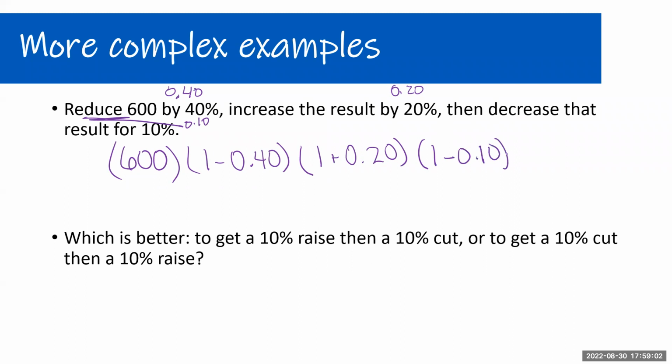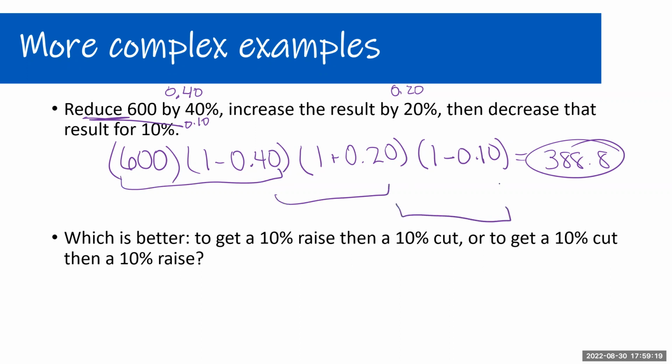And we can do these all in our calculator at once. Just remember to use parentheses, or it'll give you a very wrong answer. So our final answer is going to be 388.8. Now, if you had done this piece first and then done this piece and then done this piece, that would be fine. You would get the same answer. But again, it always saves time just to do them all in one step.